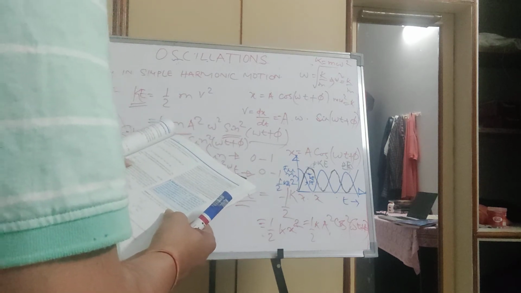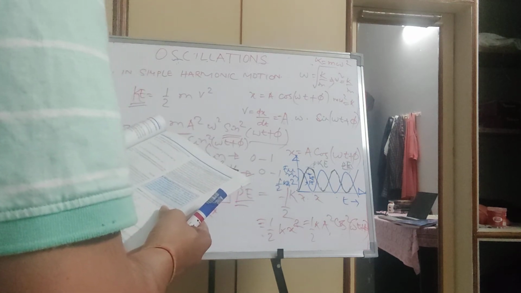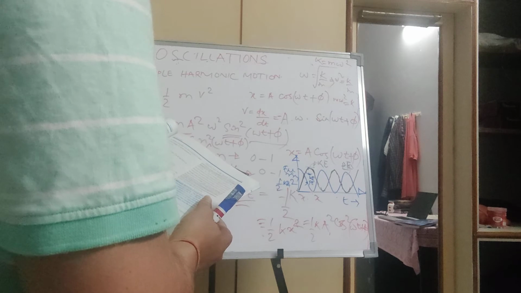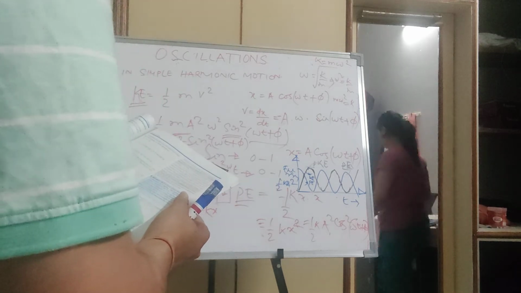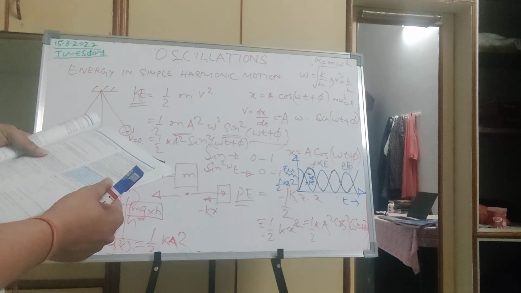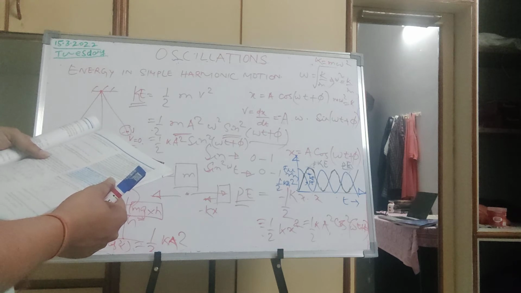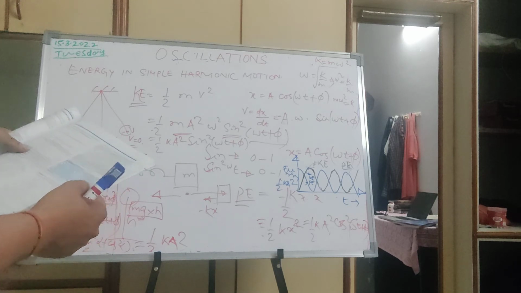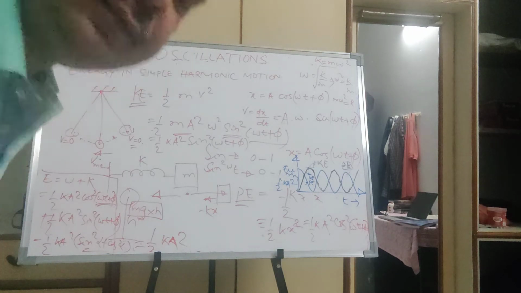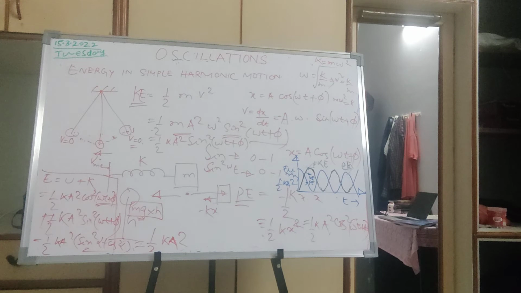Kinetic energy will never be negative, since it is proportional to the square. Both kinetic energy and potential energy peak twice during each period of the oscillation. Okay, so let us do a numerical.